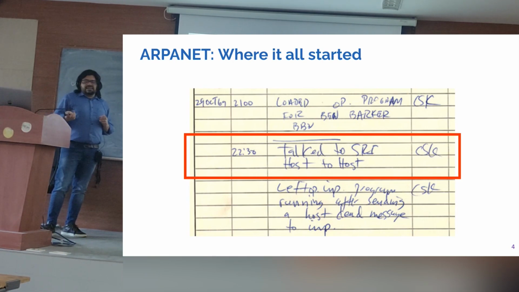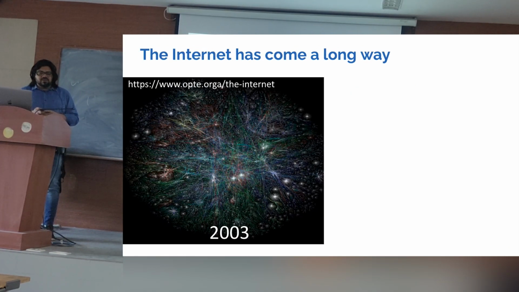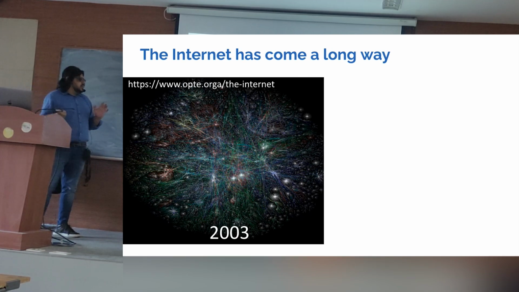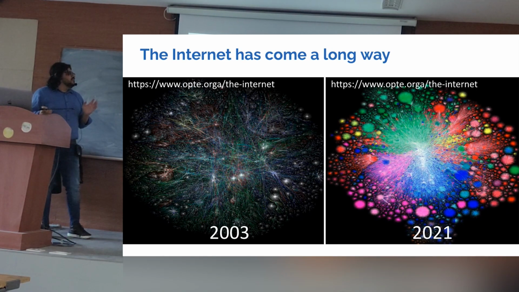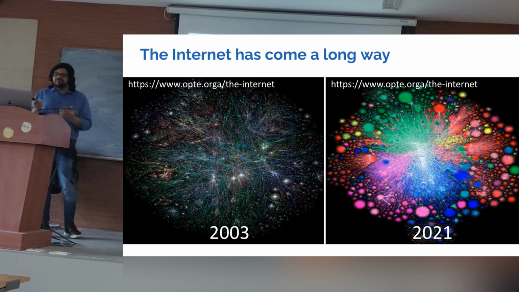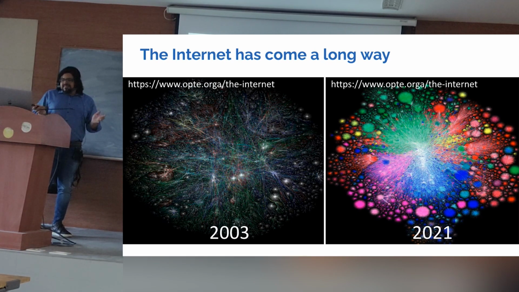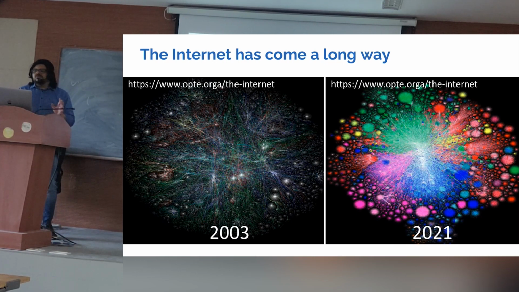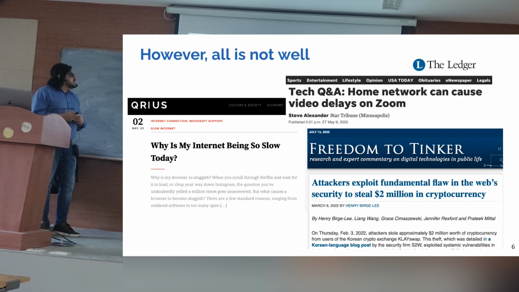This network was called ARPANET. And then over time, the internet has come a very long way. This is a map of the internet from 2003. It's not as dense, but by the time we were in 2021, you can see how many nodes have shown up across the globe. So the internet is huge. The internet is very robust. It works for a lot of us, but we know that all is not well with the internet, right?